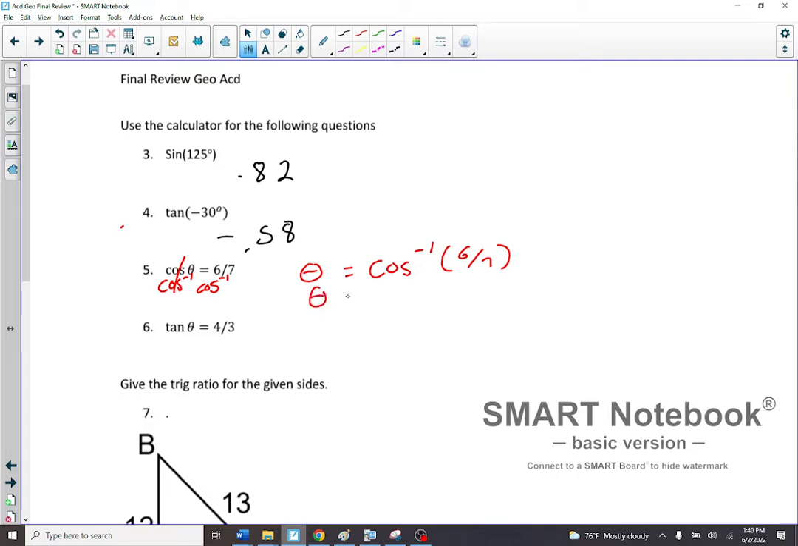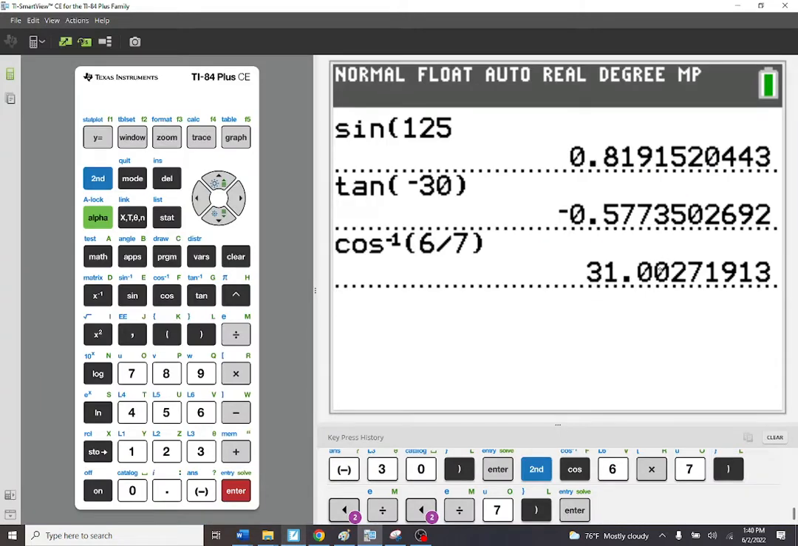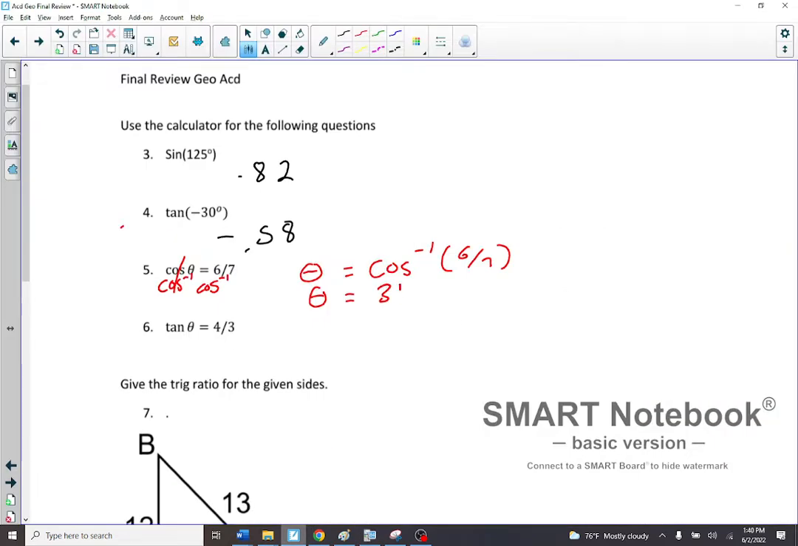So theta equals, and we look here. We round to 2 decimal points, but it's like 31.00. So we just say 31.